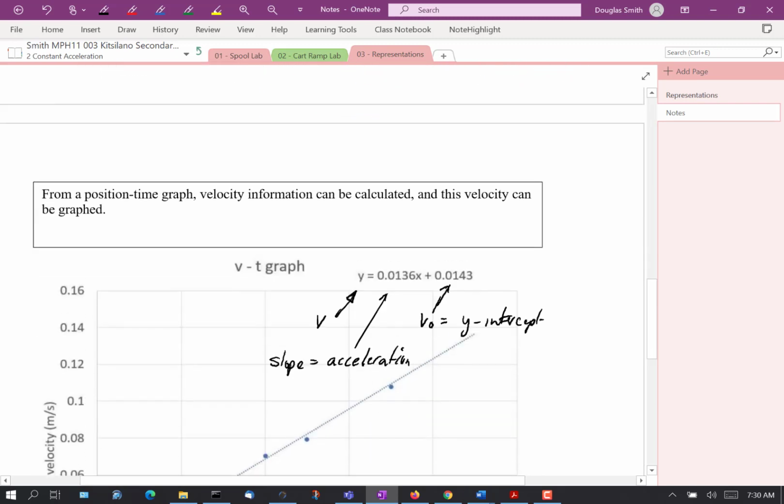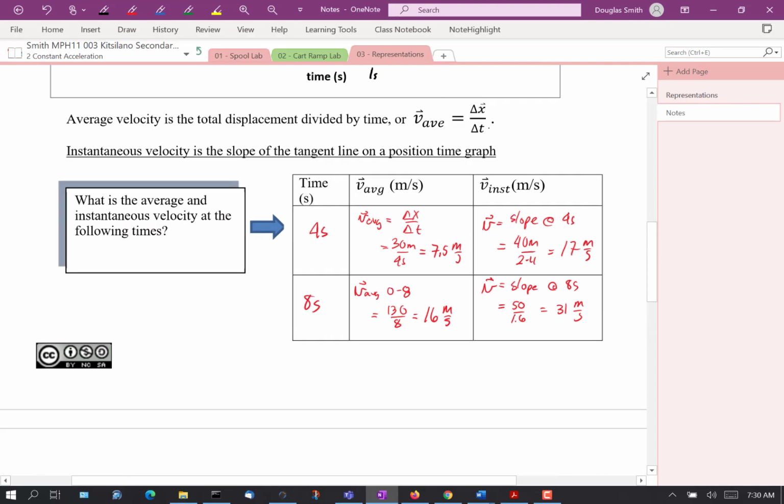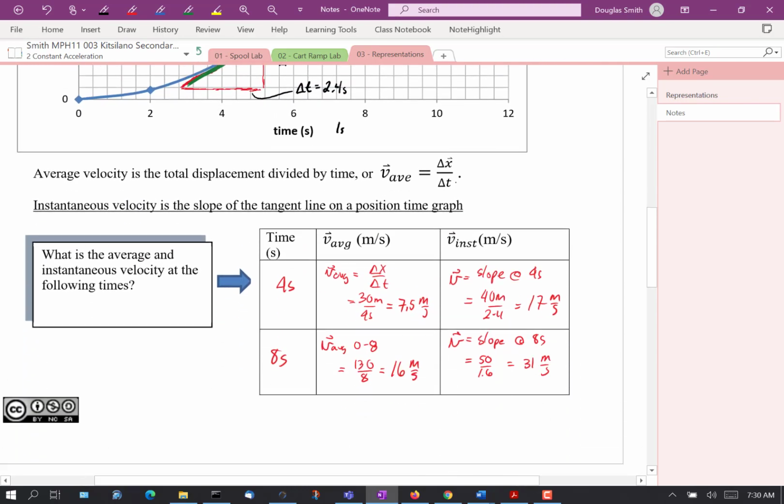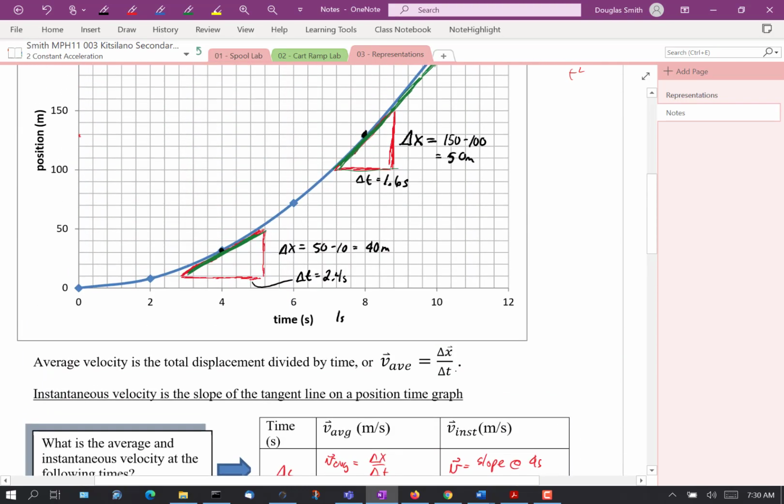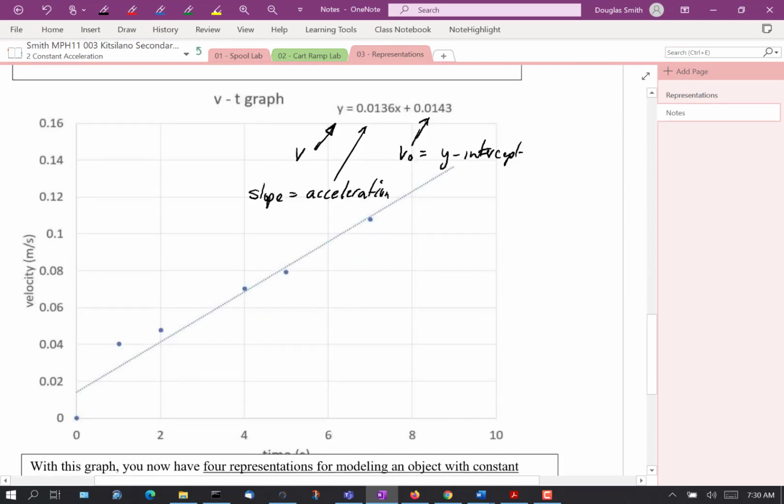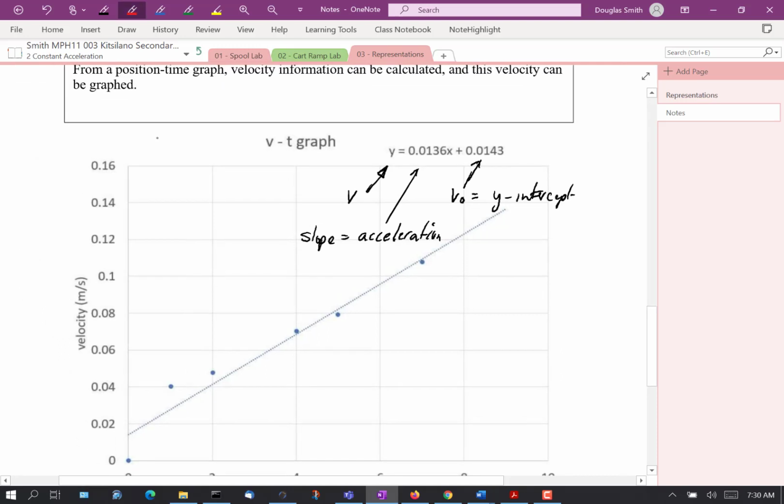Okay, we can do some more analysis on this. You would have done this in the lab. We can do a whole bunch of instantaneous velocities and come up with new data, and then we could plot those instantaneous velocities against time. So this is just an example graph of a velocity time graph produced from a position time graph. You'll never get perfect data. You're always going to get some data that kind of looks like this. And you can get the equation of this line.